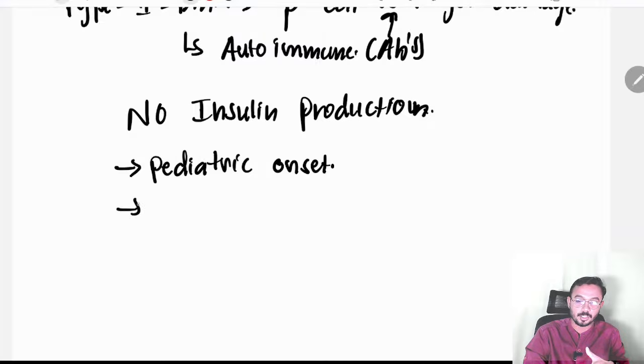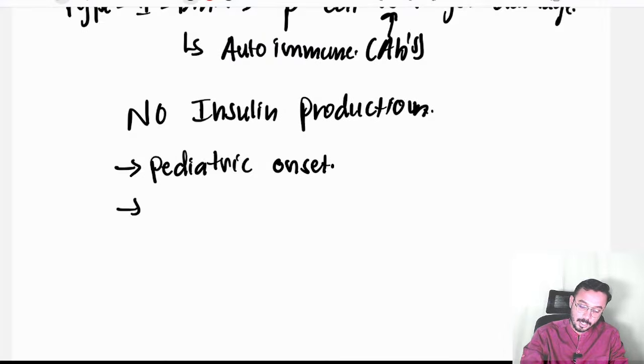The drug of choice here is insulin, because insulin is not at all produced in this condition. So there is no role of oral hypoglycemic agents. After 80% of your pancreas gets destroyed, only then will symptoms appear.